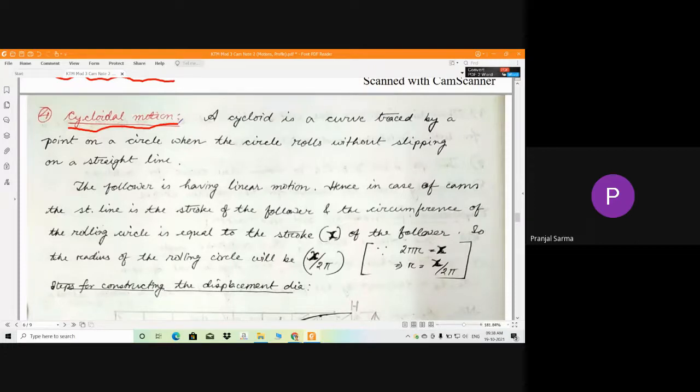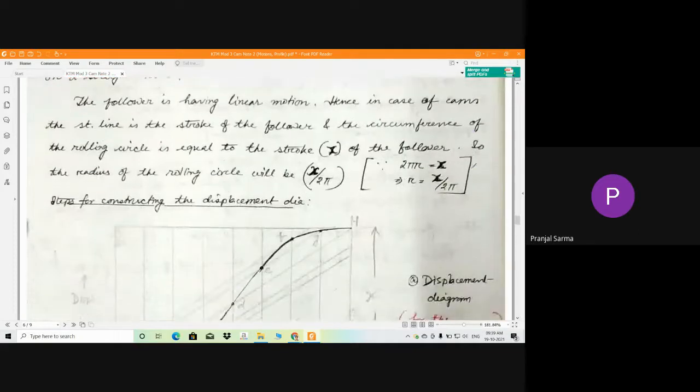The straight line we are going to assume as the linear motion of the follower that we are getting. So that straight line is the stroke of that particular follower, and the circumference of the rolling circle is equal to the stroke of the follower. So if the stroke is x, then we can write 2 pi r equal to x. From there, the radius of the rolling circle will be r equal to x by 2 pi. Okay, understood?